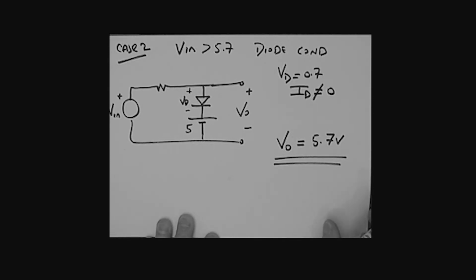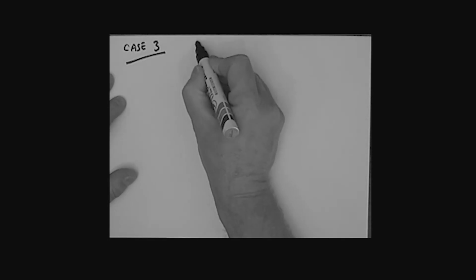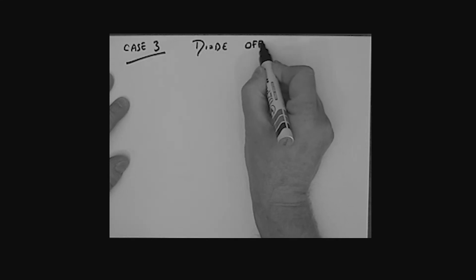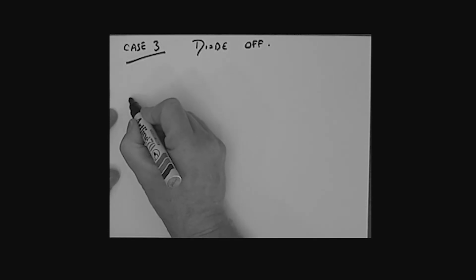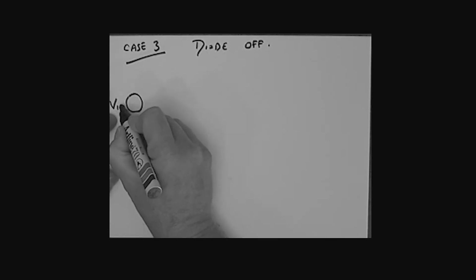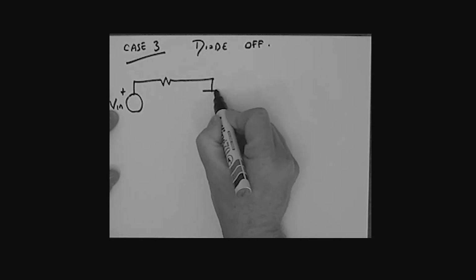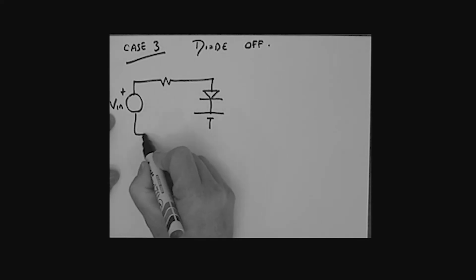Now let's look at the final case, case 3, and we'll say that the diode is not conducting, or the diode is off. It's like an open switch. Let's just look at the circuit once again. Here is our circuit, V in. Here is the resistor. Here's the diode. And here is my voltage source.